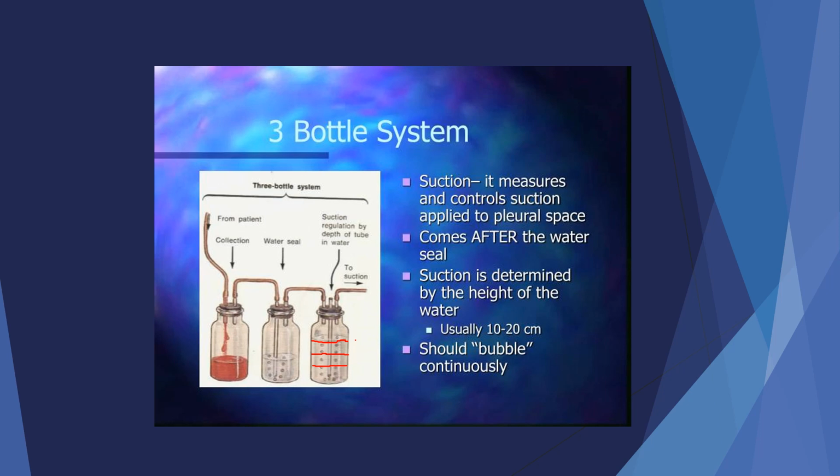So now when we turn it onto the wall suction, no matter how much we apply suction from that wall unit, anything over that volume, that depth of that tube, that negative 20, 30, or 40 centimeters is going to be pulled from the atmosphere into the suction rather than being pulled from the patient. And that's how we regulate that.